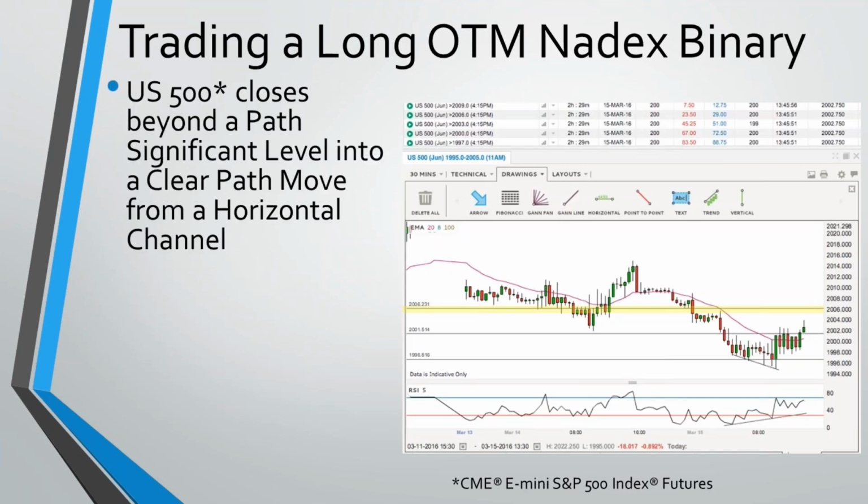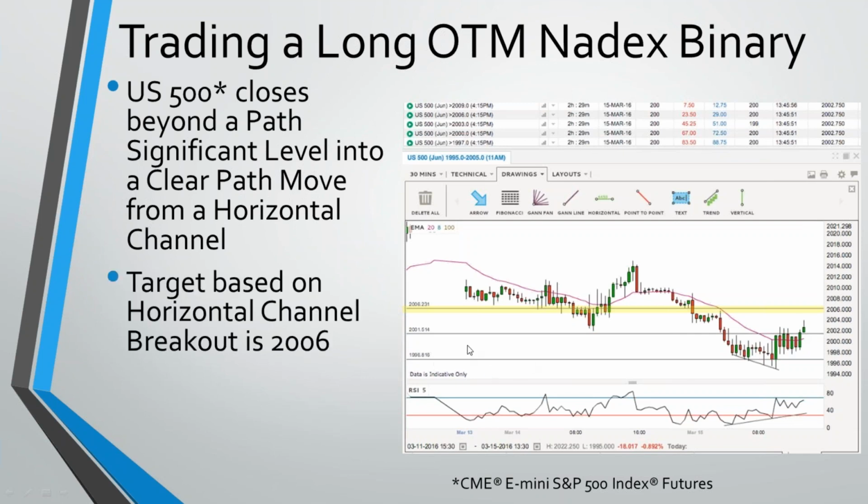So US 500 closes beyond a path trading significant level into a clear path move from a horizontal channel. You can see highlighted on the chart here is something we would call a significant level. That's something that we teach. We've got another one down here, and this particular candle right here showing it closing above. We've got three significant levels on this chart, and we get a close above, and there's a horizontal channel beneath it that we seem to be breaking out of.